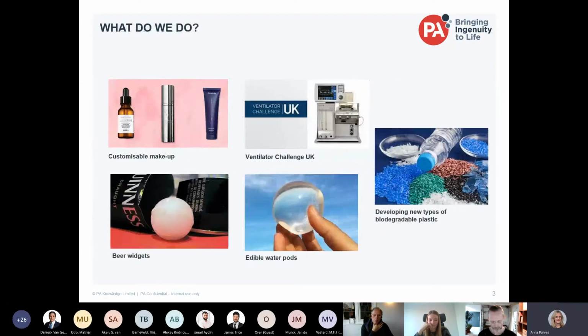And some people don't know half of the really cool stuff that we've done. We have a laboratory in Cambridge where we've had a history of developing brand new products. Some of the stuff that we're involved in might be around customizable makeup. We helped to develop the edible water pods, which you may well have seen being used at quite a lot of the marathons this year. We are helping to drive the sustainability challenge by developing new types of biodegradable plastic. And in case some of you like a beer, we actually invented the widget quite a few years ago. So I think we're resting on our laurels a little bit with that one.